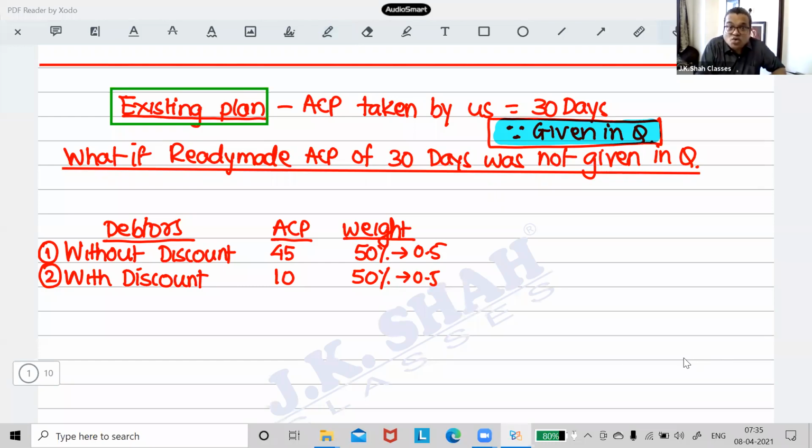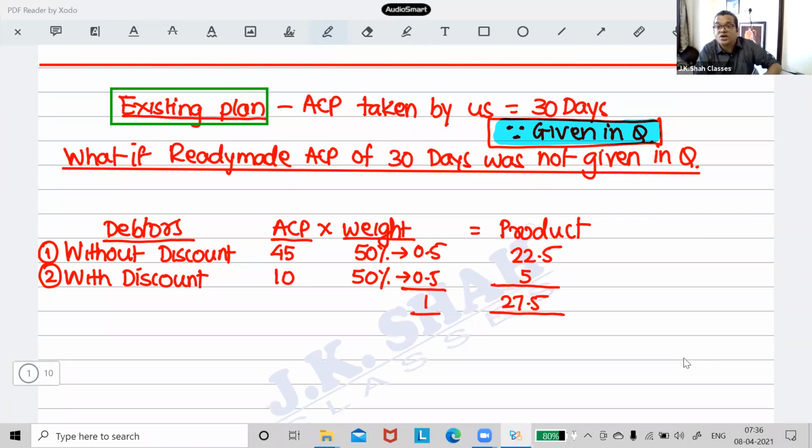Now you have to calculate the product, multiplying by the weight. The product would be 45 into 0.5, which is 22.5, and 10 into 0.5 would be 5. So the total product is 27.5. The total weight is always 1. Then you can calculate the weighted average.